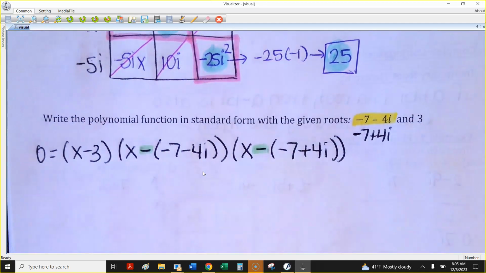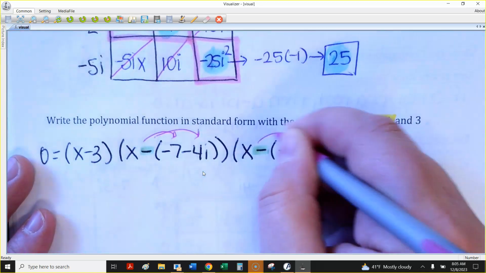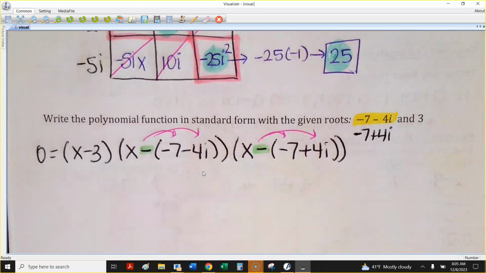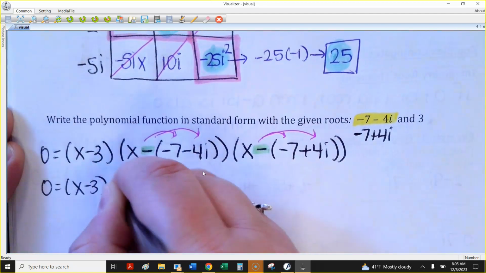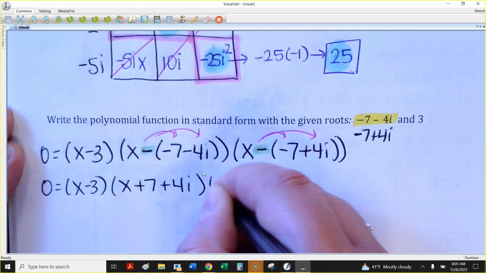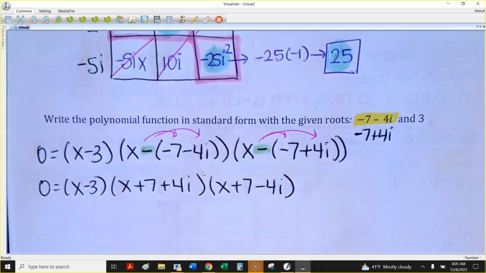Now, this one's just slightly different than the one above because the real part of that is a negative number. So if I distribute that subtraction symbol, this will actually be like a negative times a negative, so it becomes positive. So here's what I got. I've got x minus 3, then I've got x plus 7 plus 4i, and then I'm going to have x plus 7 minus 4i. As long as you have those 3 factors, it does not matter what order they come in. Okay, so it can come in any order.